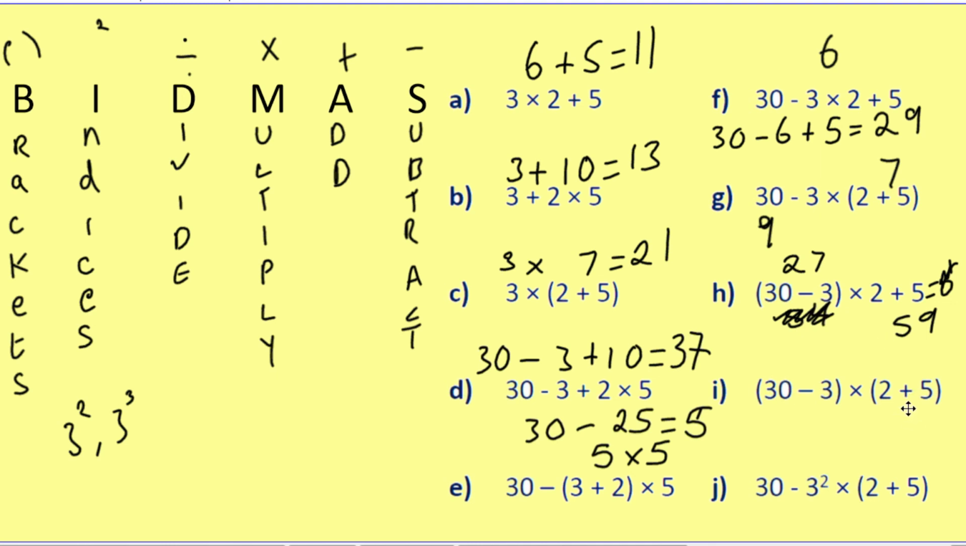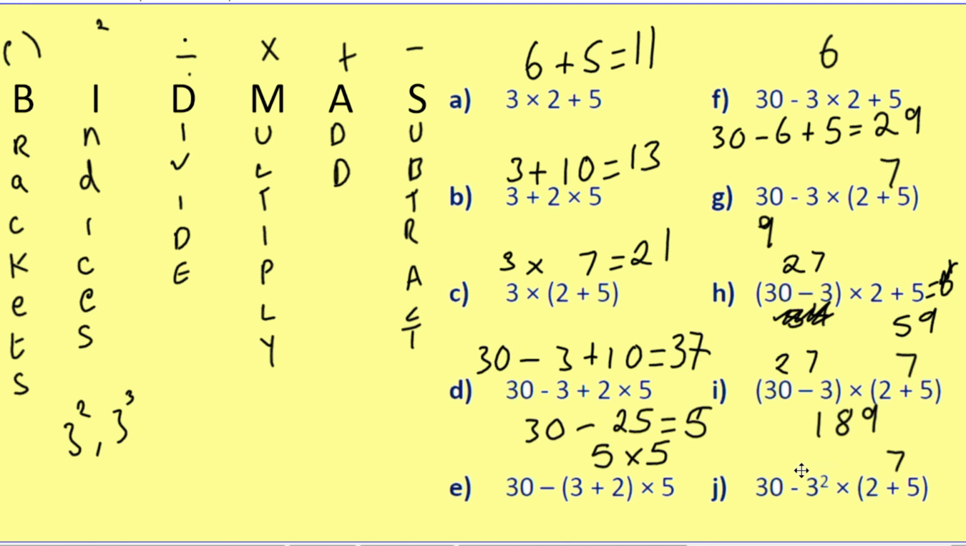Okay, with 2 pairs of brackets, we've got 30 take away 3, which is 27, multiplied by 2 plus 5, which is 7. So we've got 27 multiplied by 7. We can do the grid method, but I'm just going to quickly put it in the calculator, which gives me 189.